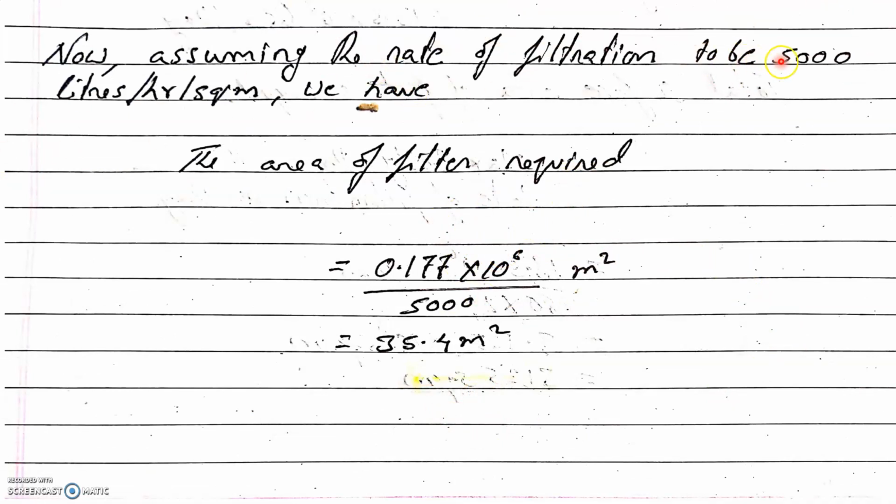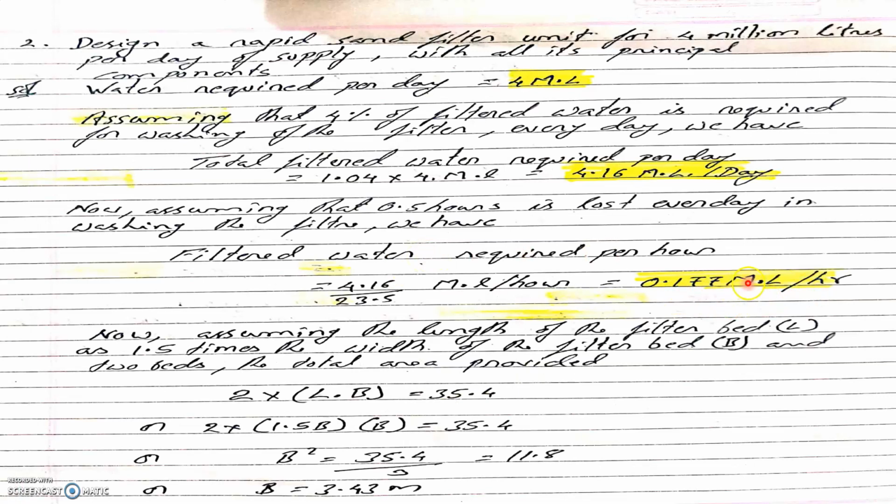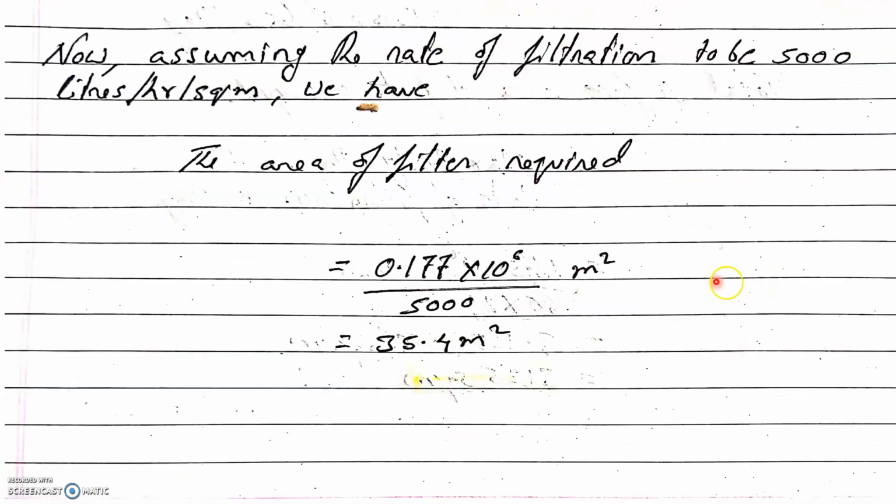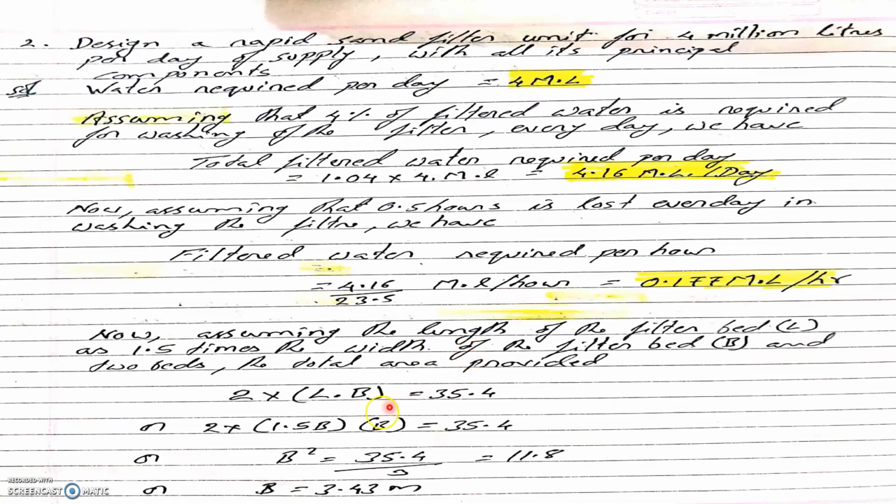It is nothing but assuming the rate of filtration is around 5000 liters per hour. So you have seen here, the filtered water required per hour is divided by 5000. So you get the total bed area, that is 35.4 square meters. So you have taken this one here itself.